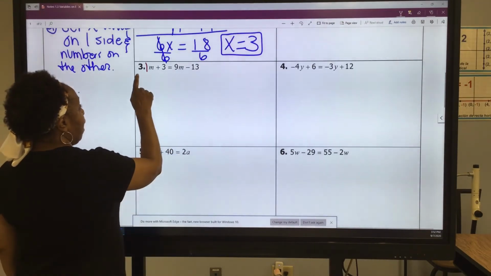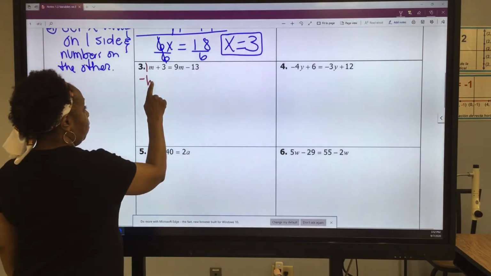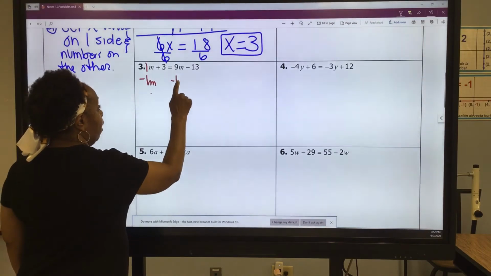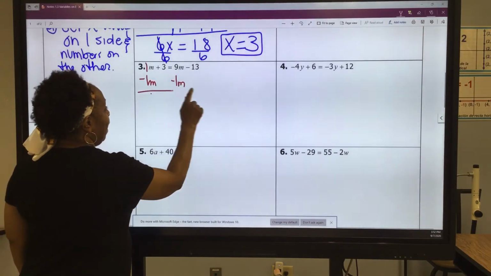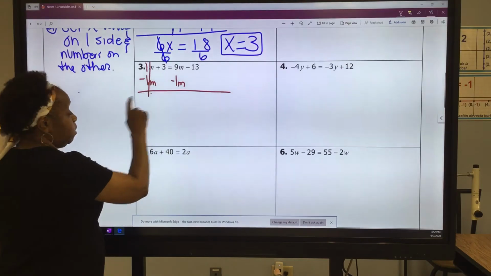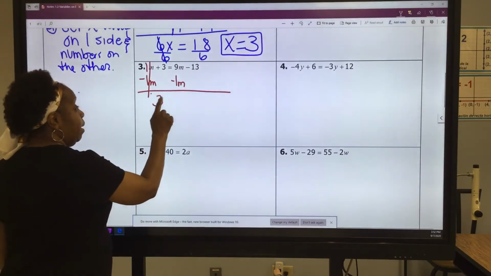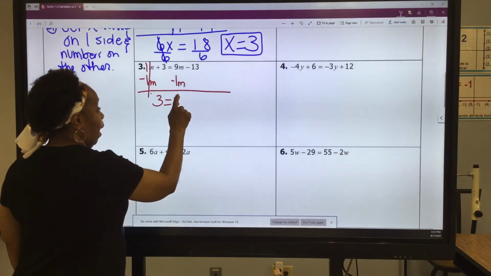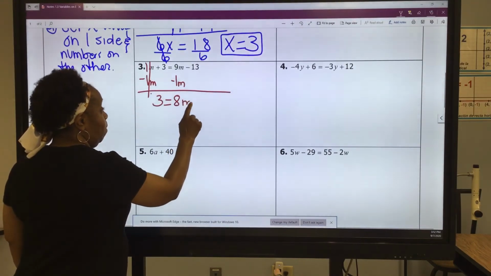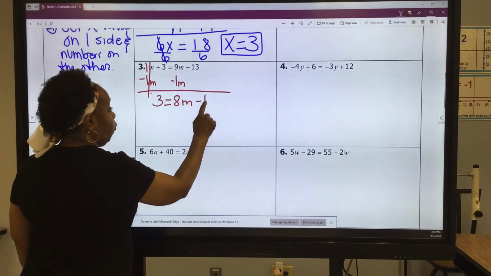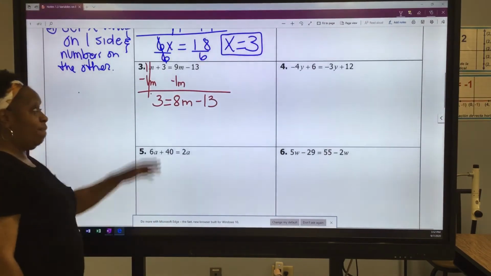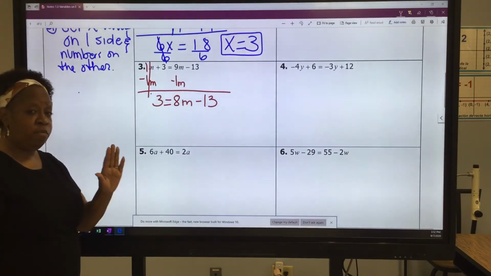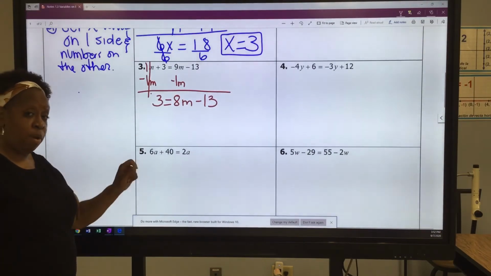So let's see. If I go minus 1m and minus 1m, draw my line. These cancel. I have 3 equals 9 plus negative 1 is 8m minus 13. So I've got all my m's now on the right. Remember, it doesn't matter which side you move them to, as long as you're consistent within the problem.